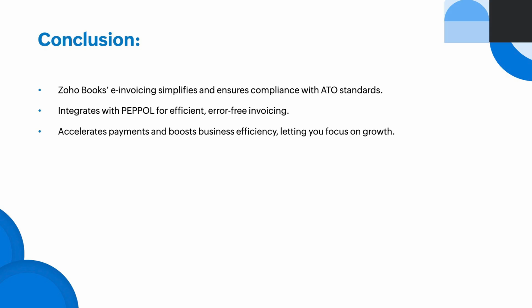In conclusion, Zoho Books e-invoicing feature offers a streamlined, compliant, and efficient solution for Australian businesses. By integrating with the PayPal network and adhering to ATO standards, Zoho Books ensures that your invoicing process is not only simplified but also fully compliant with government regulations. This reduces manual errors, accelerates payment cycles, and enhances overall business efficiency. With Zoho Books, e-invoicing becomes an effortless task, allowing you to focus on what matters most, which is growing your business.